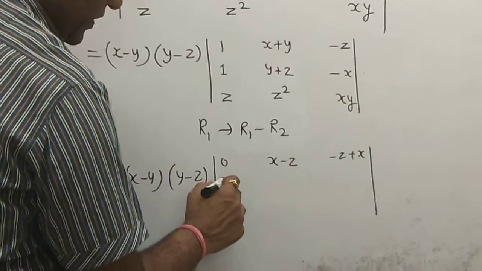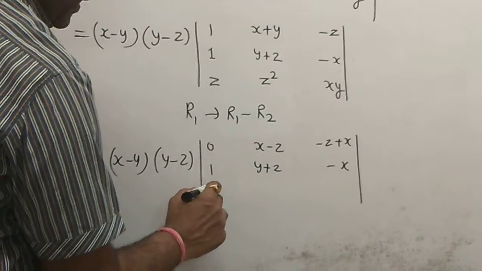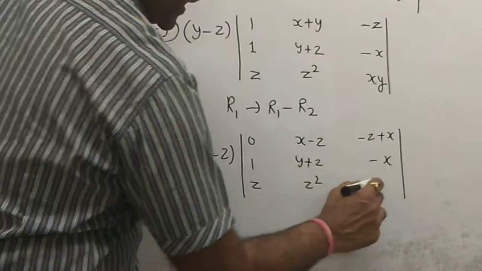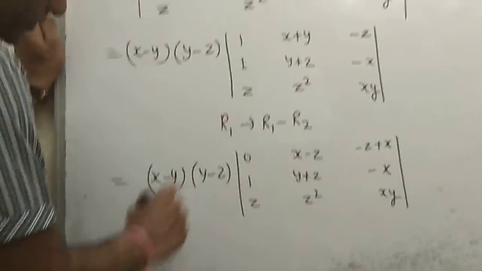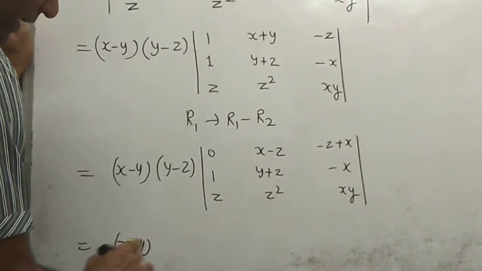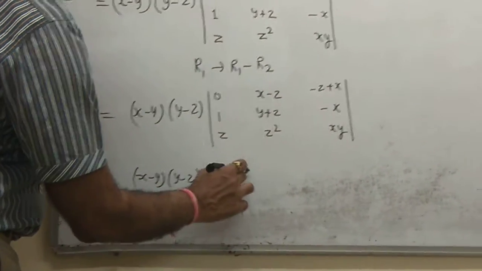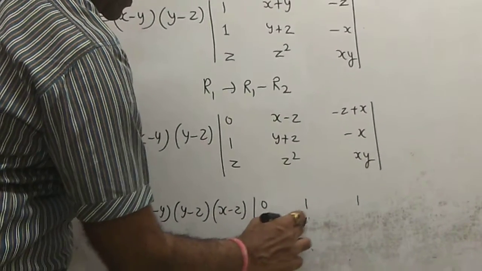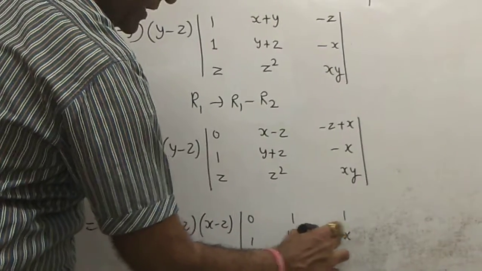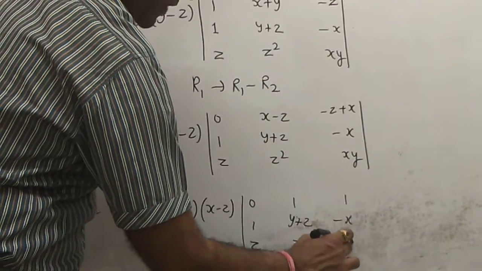Okay, then your second row you put as it is, y plus z minus x, and z, z square and xy. Okay, so x minus z again common. So keep outside, so x minus y, y minus z and x minus z. So remaining value 0, 1, 1, 1, y plus z minus x, z, z square and xy.